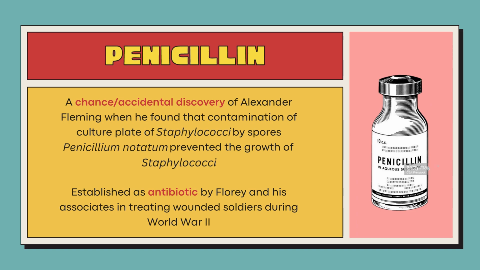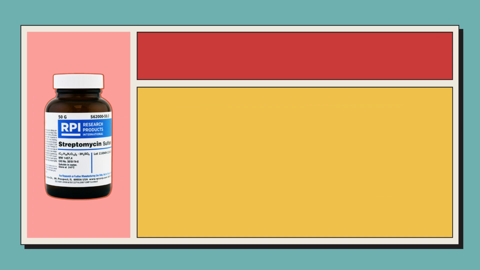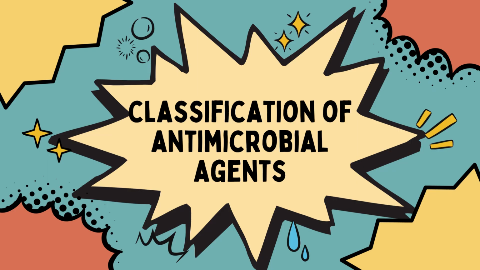Thereby, Fleming's discovery paved the way for the search of antibacterial agents from several fungi, actinomycetes, and bacteria. Years later, streptomycin was isolated from Streptomyces griseus by Waksman in 1944. It was the first discovered aminoglycoside antibiotic. The search continues to find newer antibiotics in place of the older ones to which the pathogens are becoming refractory.